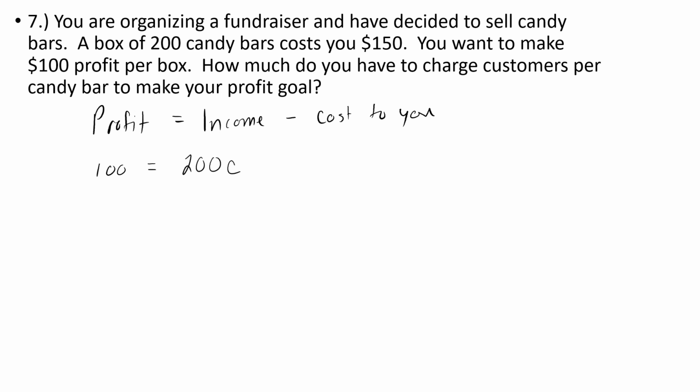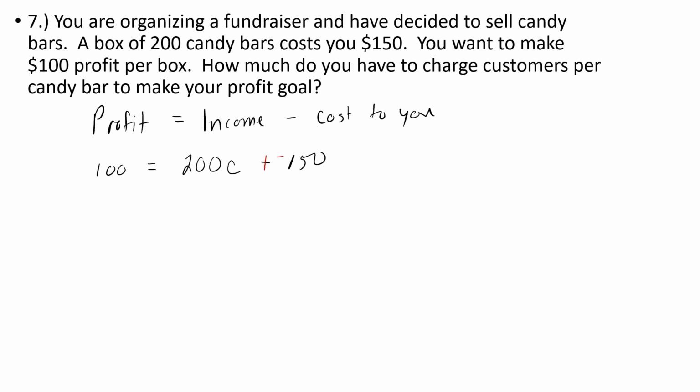So if you charge $1 per candy bar, you would make $200, or your income would be $200 for the box. If you charge $2 per candy bar, you could make $400 per box. That would be your income. But we have to take out of that income that $150 that we already paid for the candy bars in the first place. So we've set a target goal of $100 per box. That's the profit we want to make. Maybe that's to get the bus for the field trip. We don't know. So let's go ahead and solve this.